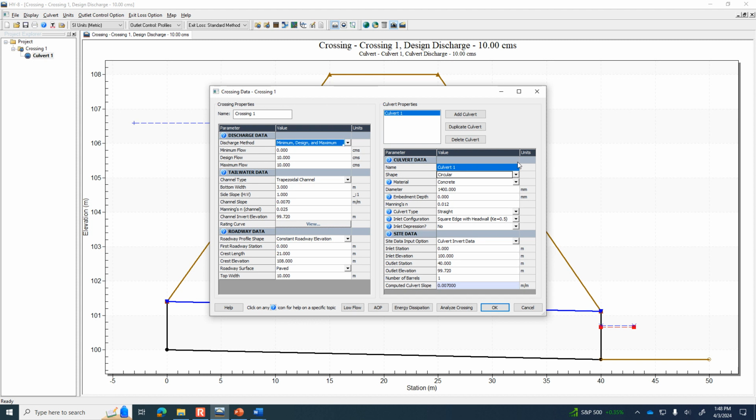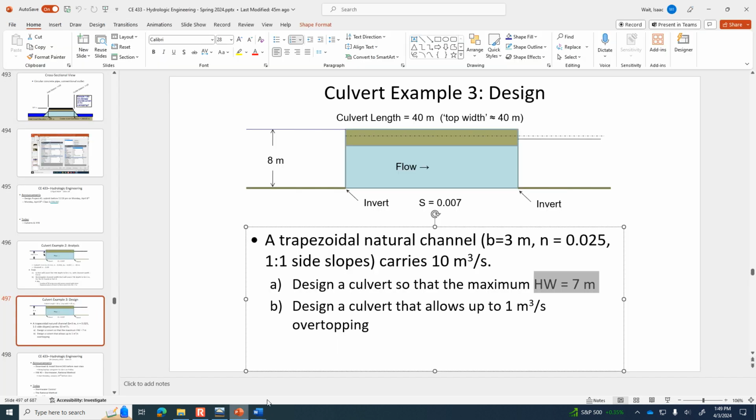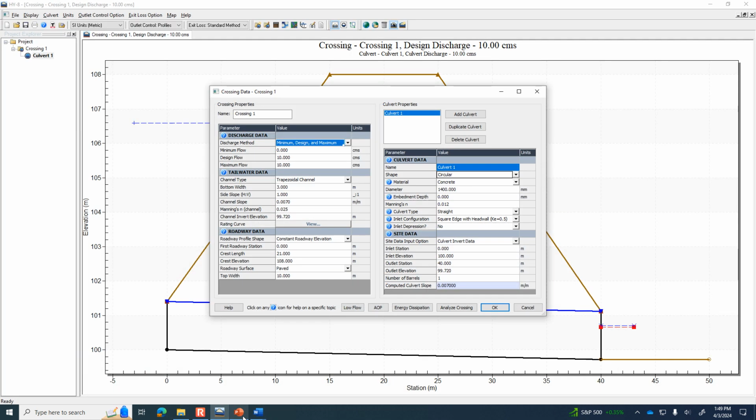You know, in the project I've given you some limits on how much overtopping flow there can be. And so you just go through constantly making it a little bit smaller and seeing how high does the water get for a certain flow rate. Like in part 2 here, it asks, design a culvert that allows up to 1 cubic meter per second of overtopping. So now that means I can maybe go even smaller.